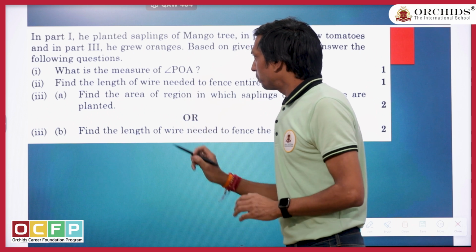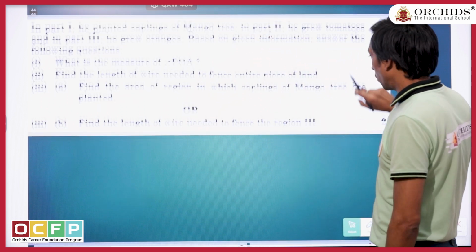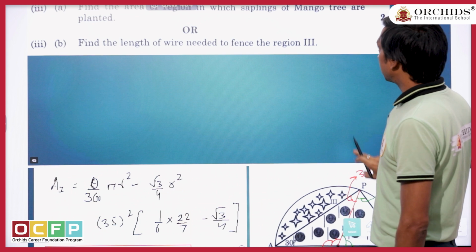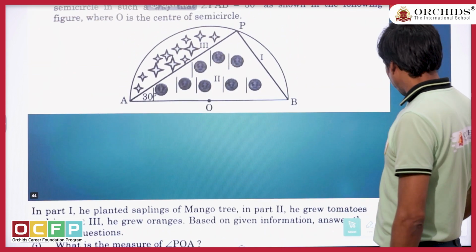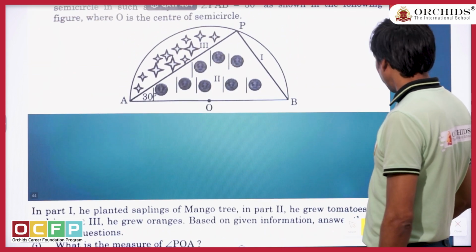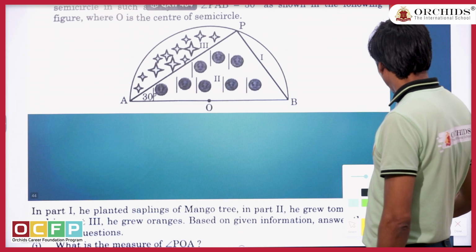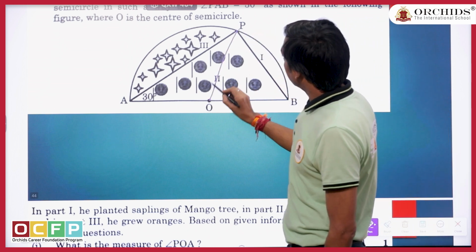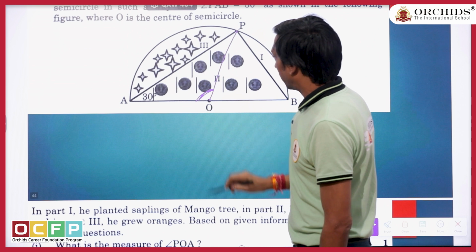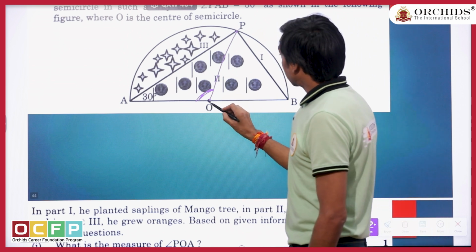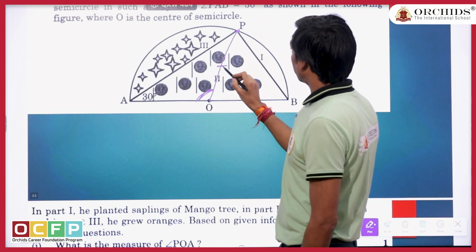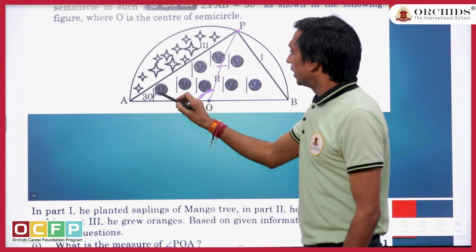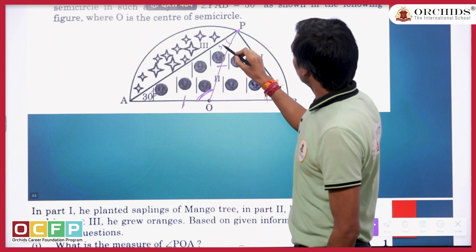Number 1, angle POA. Let's see how to find it. Angle POA means I am interested in this part of the diagram: if you join this point with this point, this is the angle I have to find. Since this is the center and this is a point on the circumference, this is a radius and this is also a radius, so this forms an isosceles triangle. If this angle is 30, then this angle is also 30 degrees.